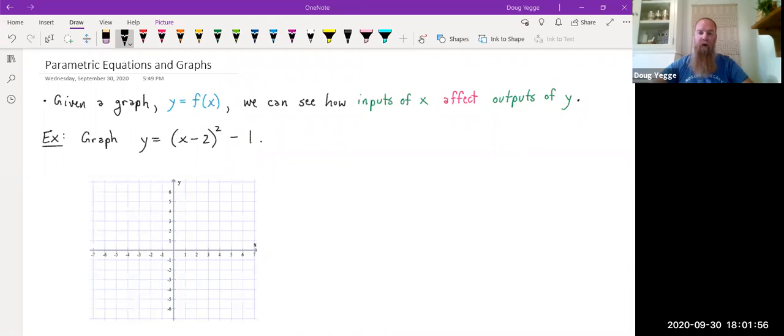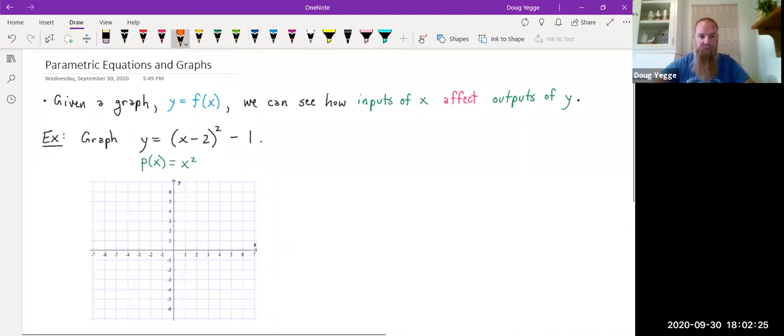Recall that when we were graphing y equals functions of x, we were always able to plug in values of x and see how the inputs of x would affect the outputs of y. So on a function like y equals (x minus 2) quantity squared minus 1, we had a couple of ways to graph this. We could graph this based off of the fact that the parent function is x squared, and then we could just apply the transformations that apply to this.